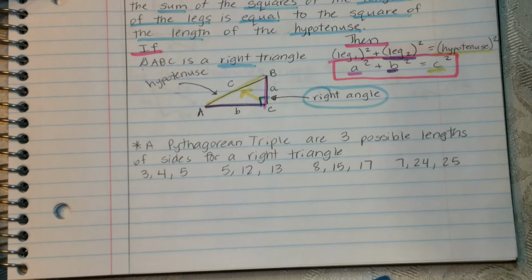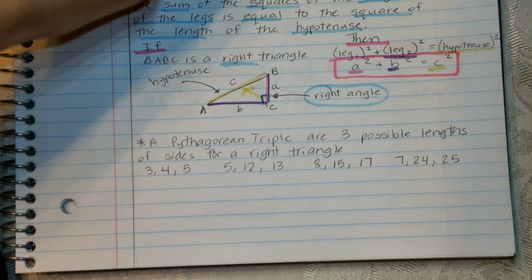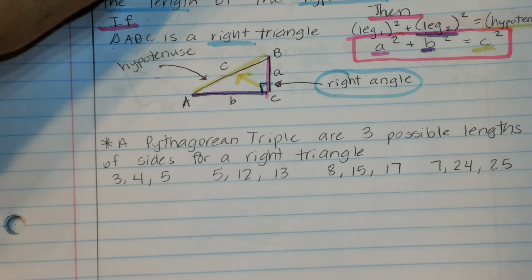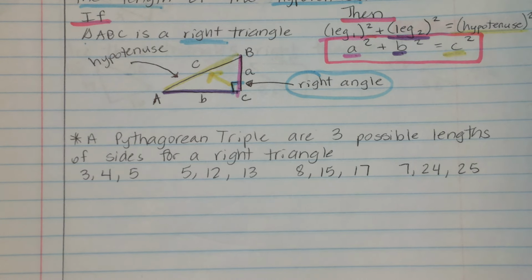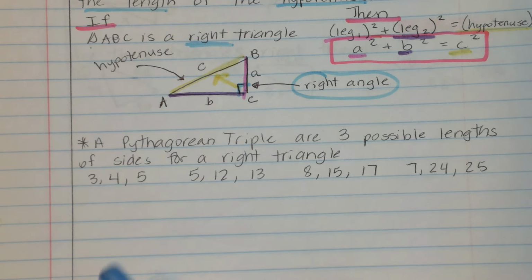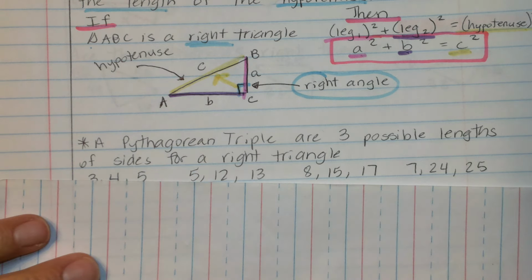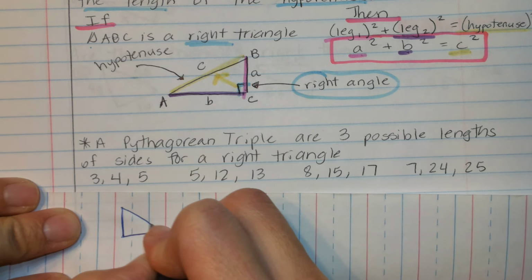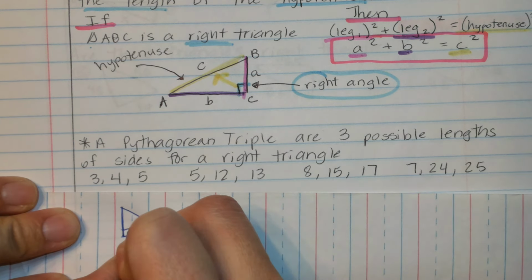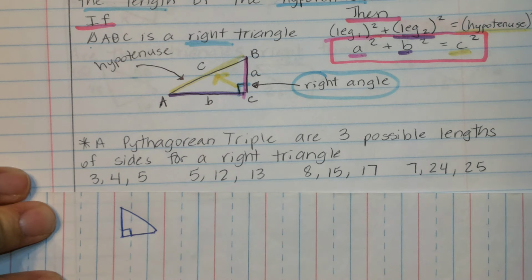Okay, so these are examples of Pythagorean triples. A Pythagorean triple are 3 possible lengths of sides for a right triangle. So I'm just going to sketch it real quick. So if I make any kind of right triangle, I'm not drawing it to scale, but I'm just drawing a right triangle. They have to have that little box for the right angle.